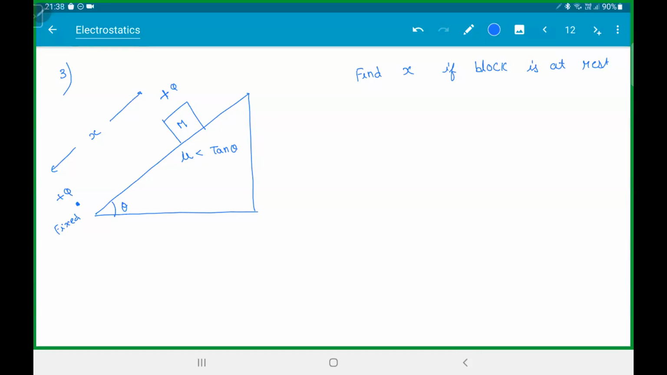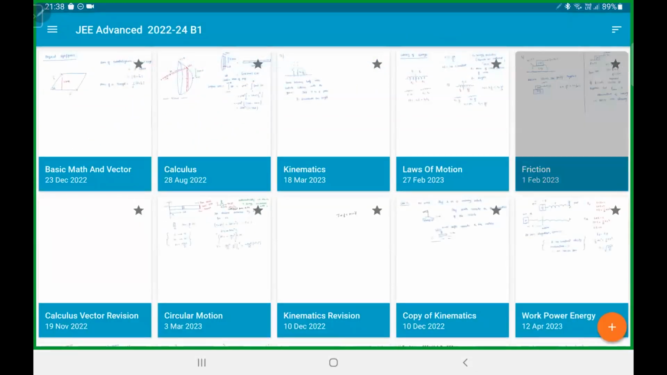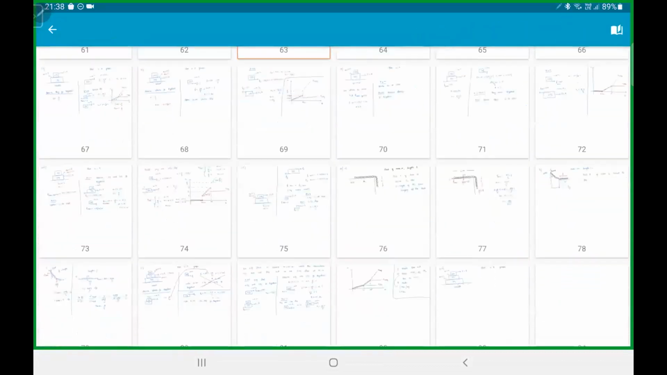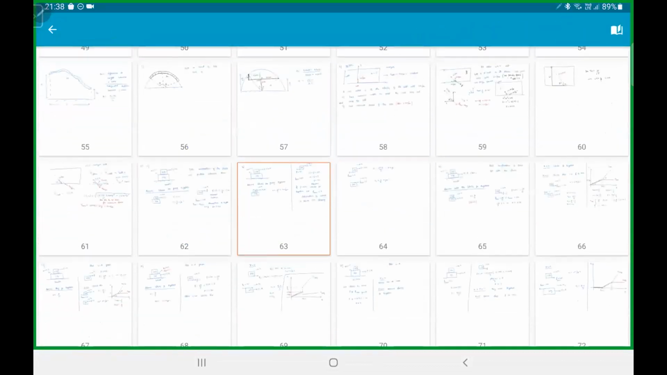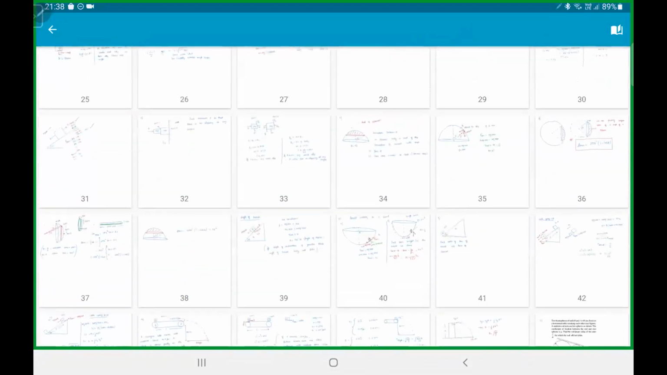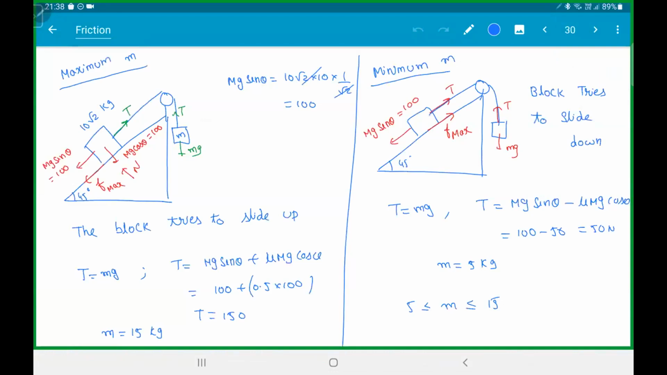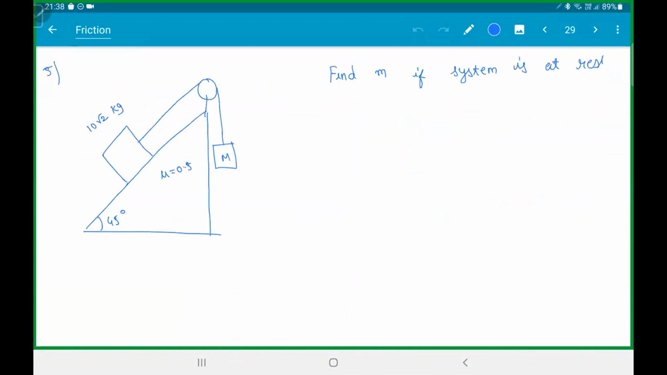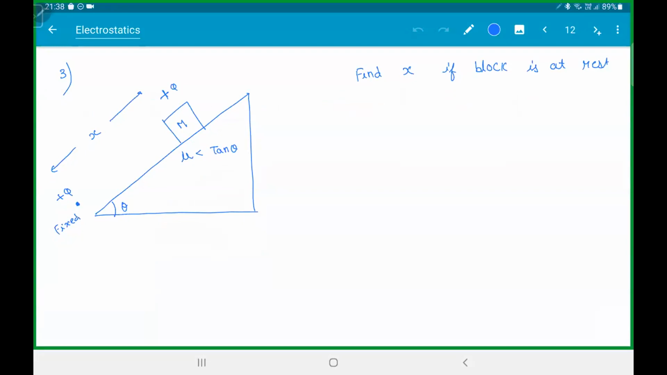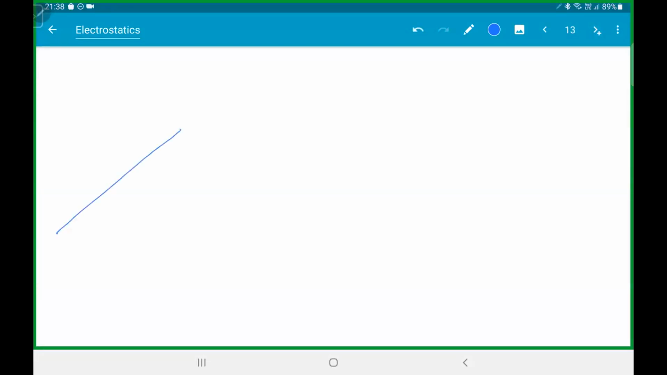Whenever you hear the word equilibrium and friction, it's a range. You know where you have seen this question? Slipping up or slipping down. Remember this question, maximum, minimum? So what is happening, see, there are two possibilities here. You kept the block so close, so this will be x minimum.